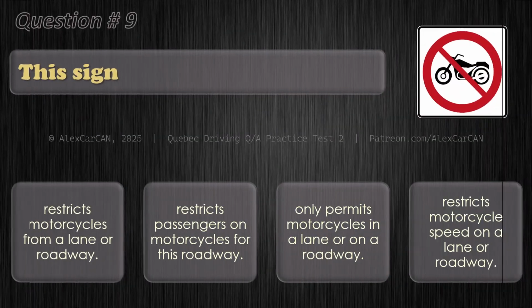Question number 9. This sign restricts motorcycles from a lane or roadway. Restricts passengers on motorcycles for this roadway. Only permits motorcycles in a lane or on a roadway. Restricts motorcycle speed on a lane or roadway. The correct answer is restricts motorcycles from a lane or roadway.